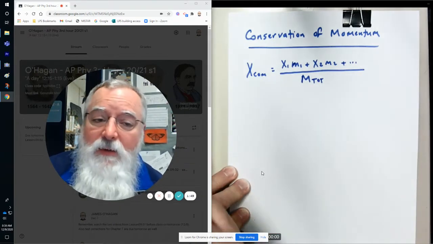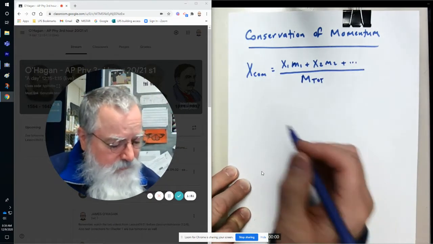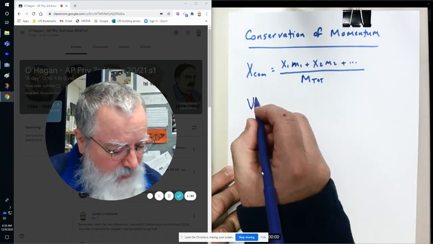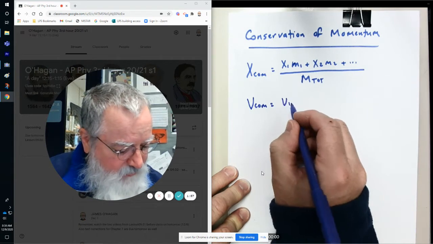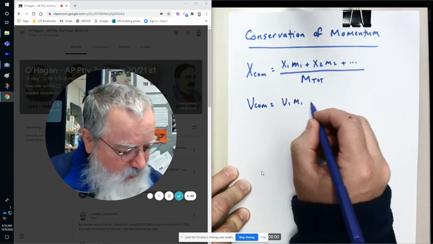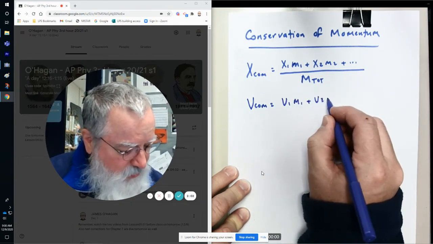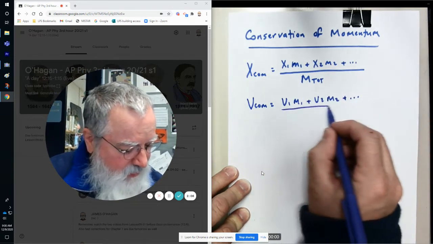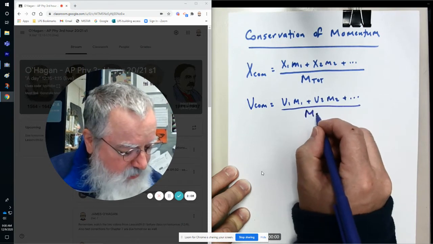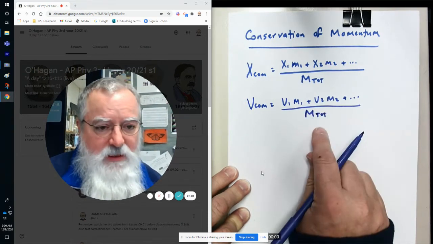Okay, so now we differentiate this, and we get, for a system of particles, the velocity of the center of mass. That would be the velocity of object 1 times the mass of object 1, plus the velocity of object 2 times the mass of object 2, plus as many objects as you have, divided by the total mass. T-O-T, that stands for total.